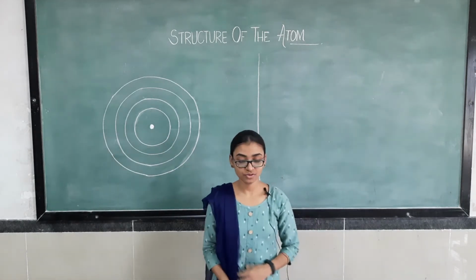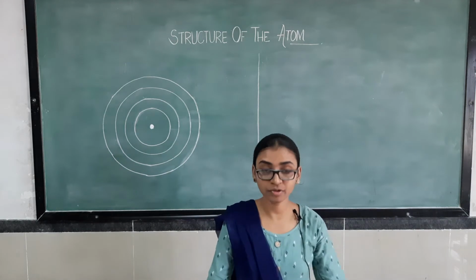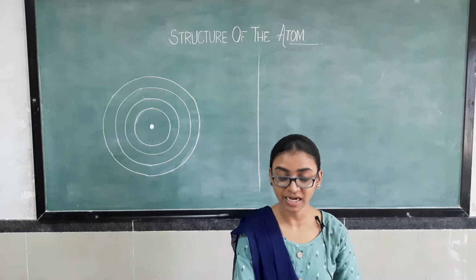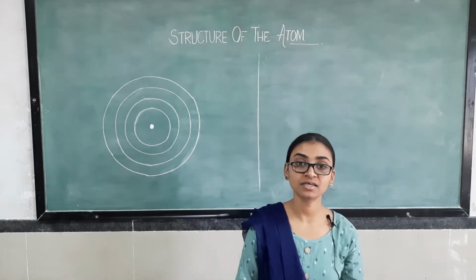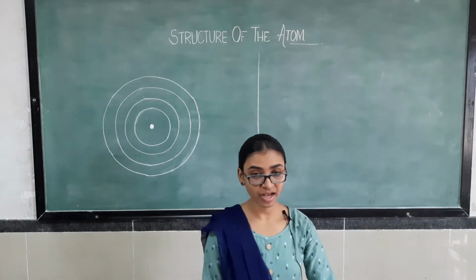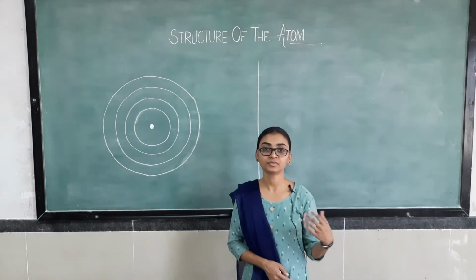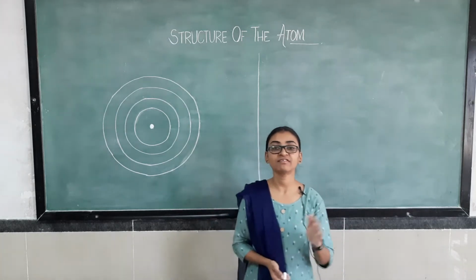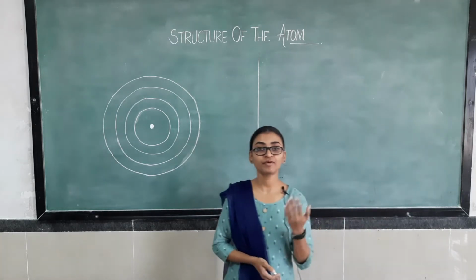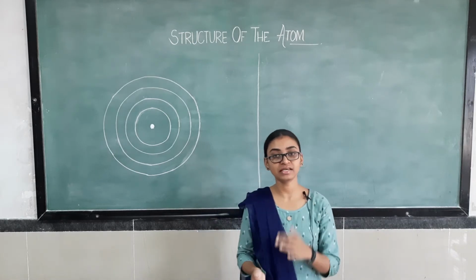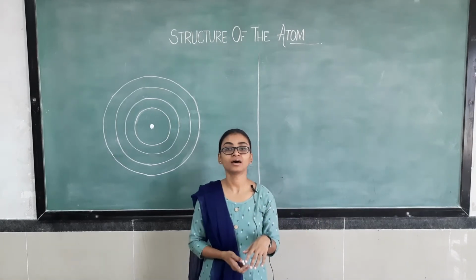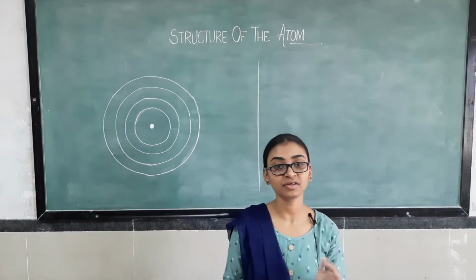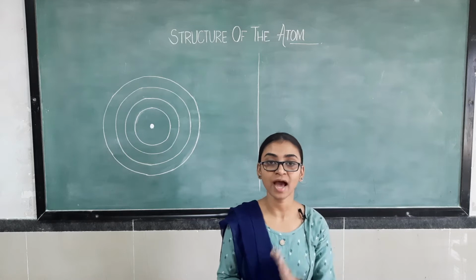Okay, so students, today we are going to see part two of Chapter 4, that is Structure of Atom, from class 9. In the previous part, we saw the different atomic models given by different scientists. We saw Thomson's atomic model, Rutherford's atomic model with its drawbacks, and Neil Bohr's atomic model. Along with this, we saw the discovery of the electron, proton and neutron too.